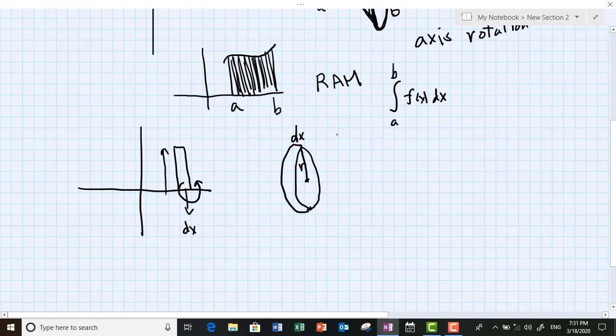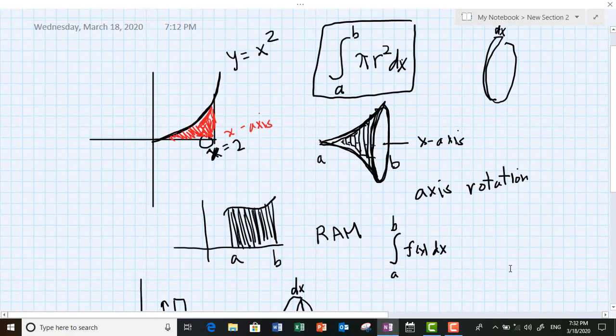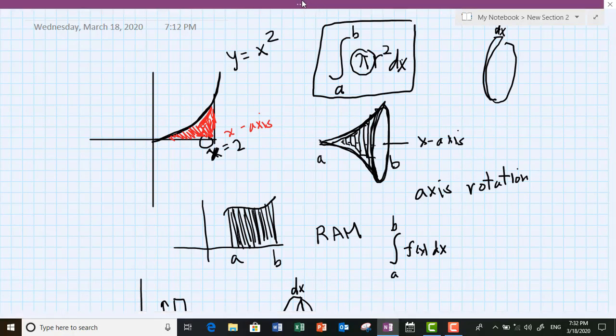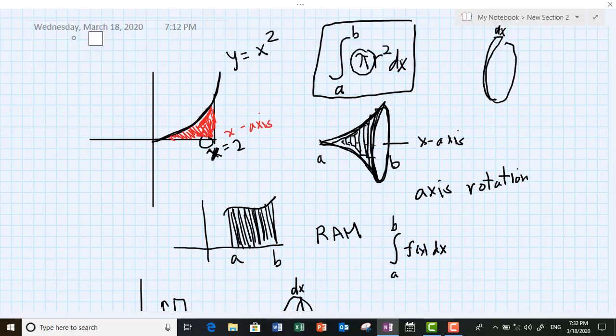So basically, when you have a solid after the revolution, you are breaking it into small disks, and then you are adding up the volumes of all the disks from A to B. If you simplify this formula right here, that's a pi. We could take out the pi. Let me erase this.